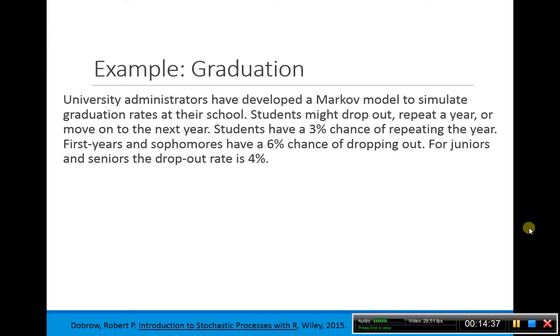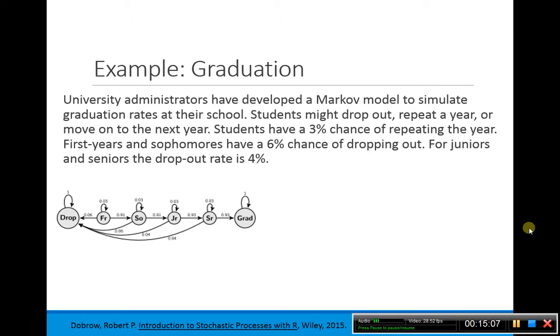Okay, so our last example here is graduation. University administrators have developed a Markov model to simulate graduation rates at their school. So students drop out, repeat, move on to the next year. They have a 3% chance of repeating the year. First year and sophomore is a 6% chance of dropping out. And juniors and seniors drop out at a lower rate of 4%. So once you're invested a little bit longer, they assume you're not as likely to drop out.